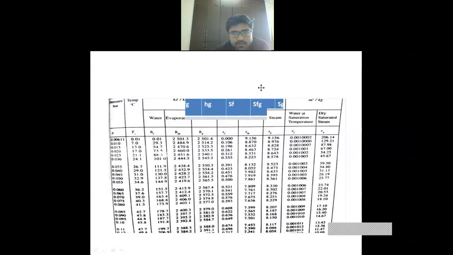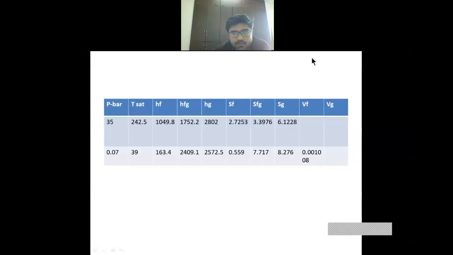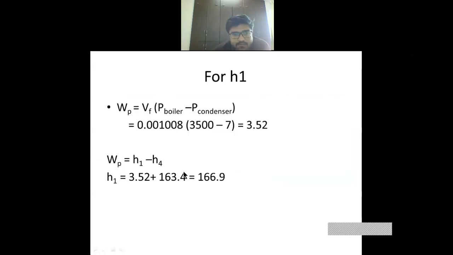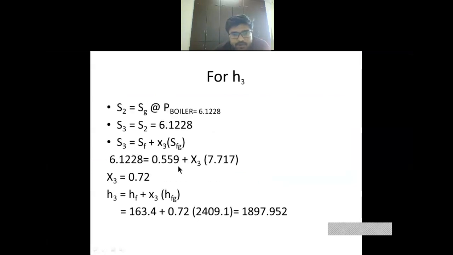Here you can see what is SF. Where is SF? This is SF, 0.559. And this is 7.717. So let us check that. So 0.559, 7.717. So it is taken from the condenser pressure.